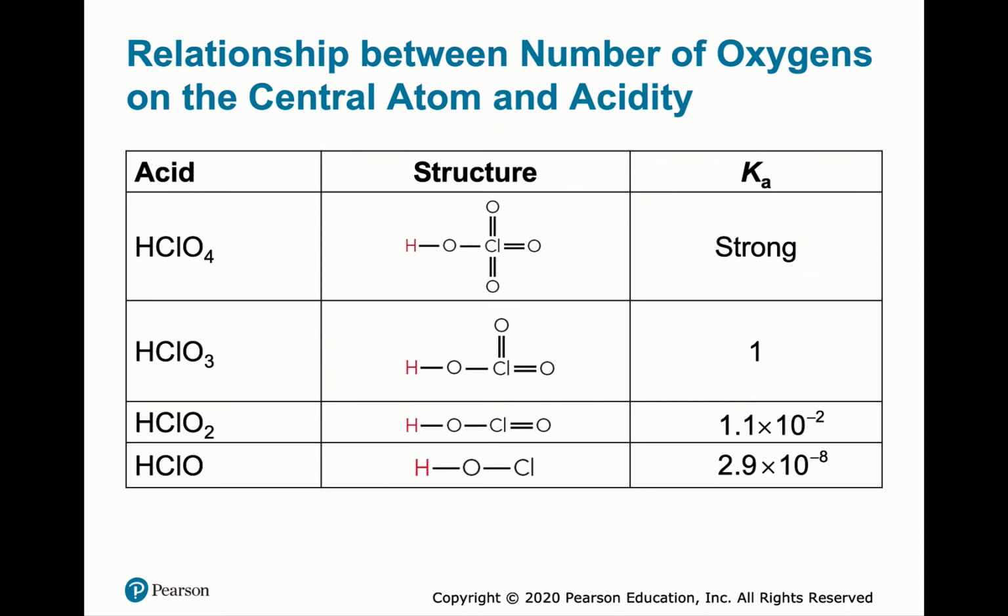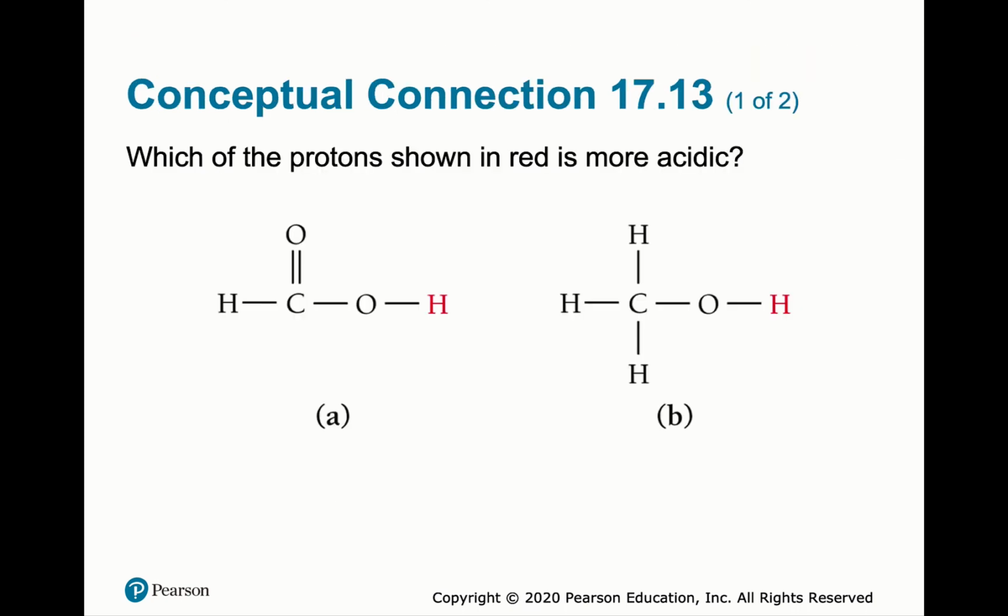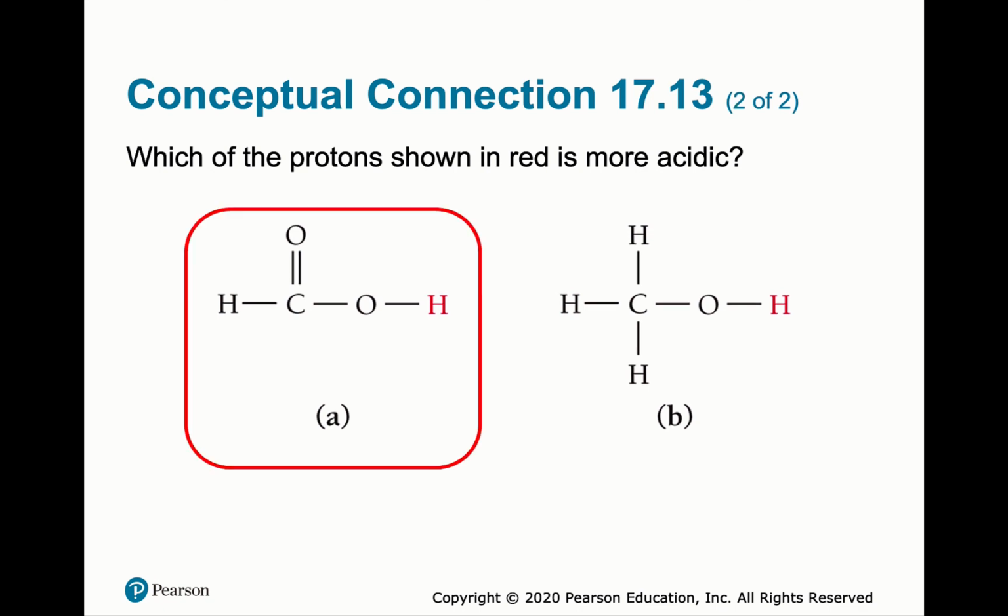Adding more oxygen, and oxygen is the second most electronegative atom as well, pulls more of the electron density away from the hydrogen, making it a stronger acid with more oxygens. So which one is more acidic, methanol or formic acid? Obviously it's formic acid, hence the name. But this one has more oxygens.